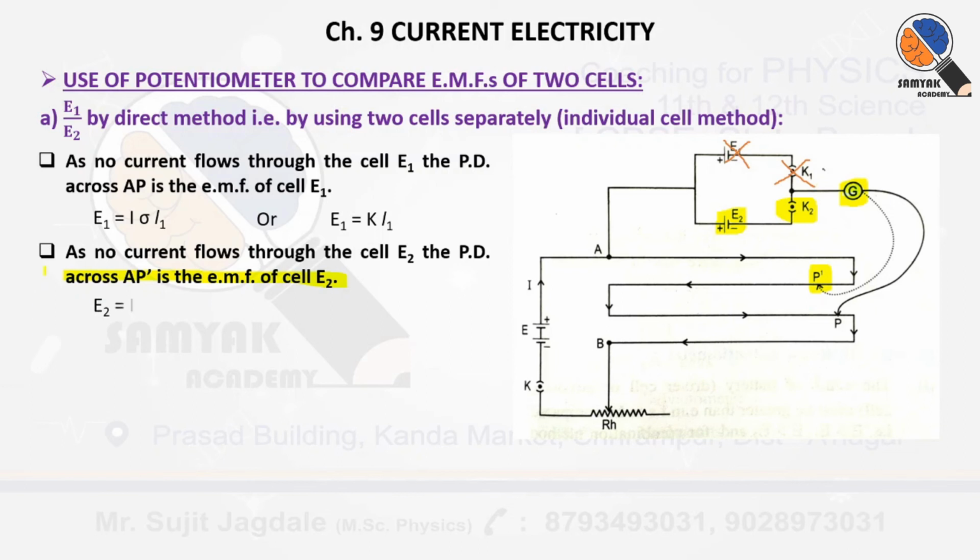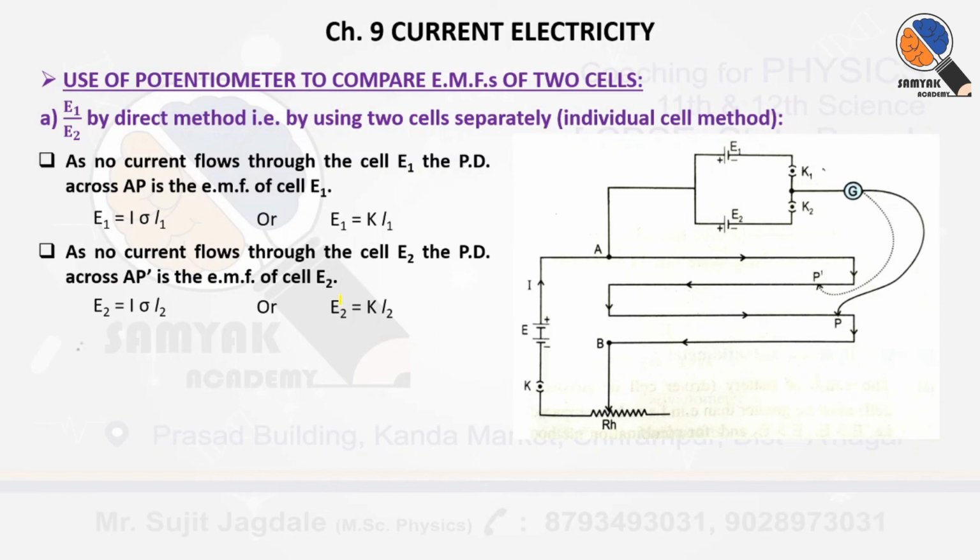And again, similar to that of E1, we are going to write E2 is equal to I sigma L2. Again, I sigma is a constant for uniform wire, and therefore E2 is equal to KL2. We have obtained the second expression for EMF E2. So in this way, we are able to calculate the values of EMFs separately. So that's why this method is referred to as the direct method or individual cell method.